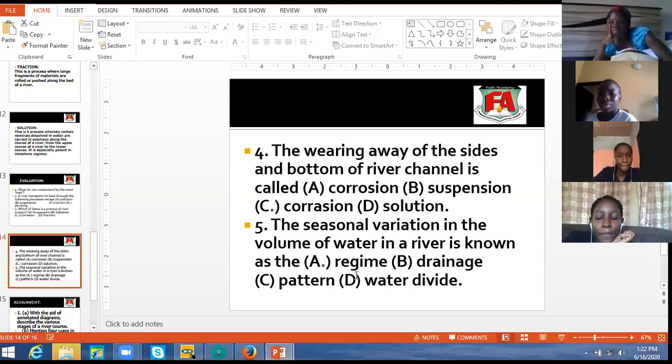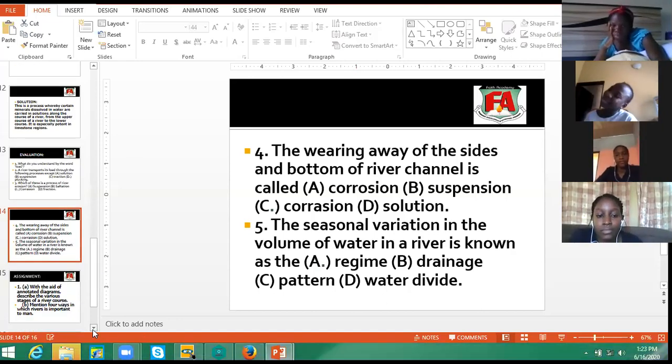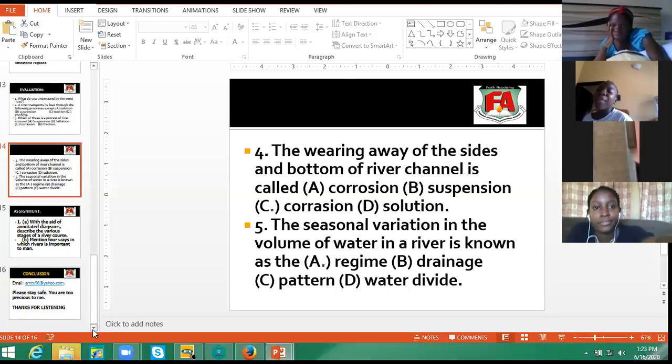Very good. The question is simple. Regime means the seasonal variation in the volume of water. Very good. Thank you very much.